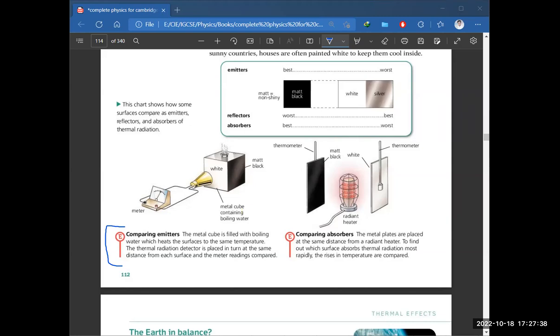Now, how do we solve this one? Well, the first thing we look at is we have a few apparatus here. Write the apparatus.